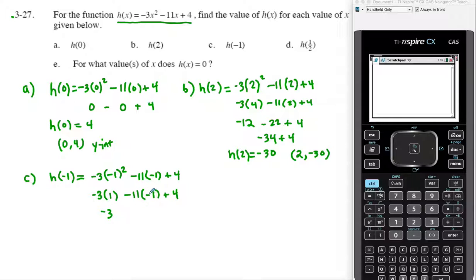Negative 11 times negative 1, or 11 times negative 1 would be negative 11, but when you take it away, that turns it into plus. So we have negative 3 plus 11 plus 4. So negative 3 plus 11 is 8, and 8 plus 4 here is going to give us 12. So our function h of negative 1 equals 12. That's like the point negative 1, comma, 12. And we'll check all these here in a moment. It's important to check them, but just taking them and plugging them in here first and seeing what we get out. So the last one, D, we have h of 1/2.